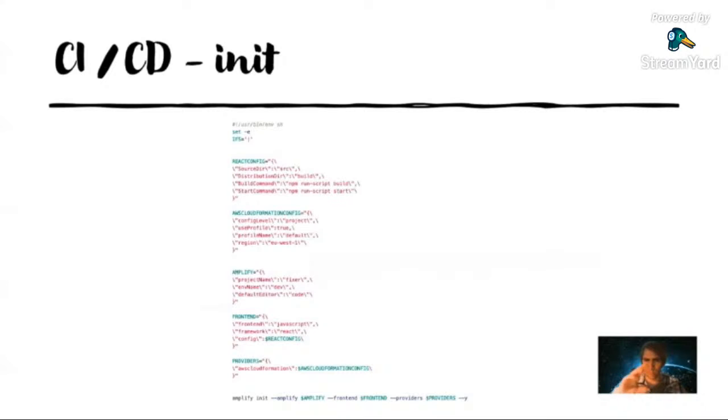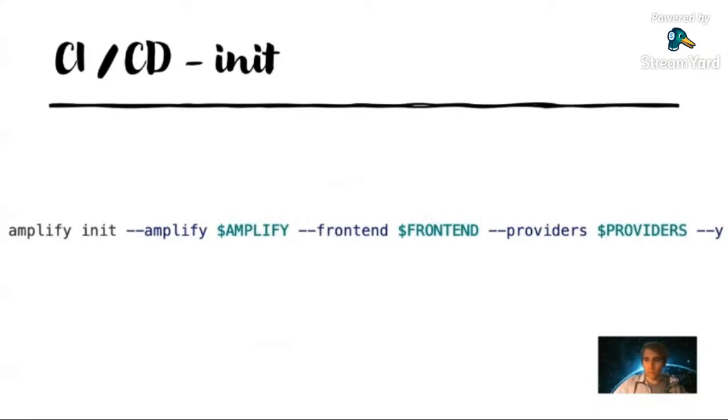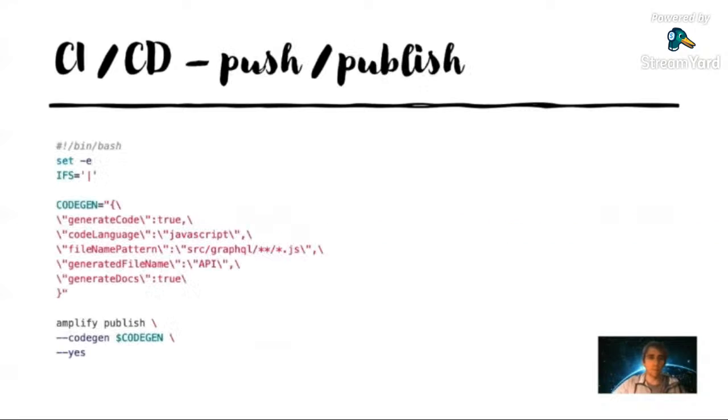Now, we're looking into the init script here. So I told you we're running an init of the environment. It's not important to get into the details here. There's one important line here, and that is where we say, okay, we want to initialize our Amplify environment with the right configuration. And that configuration is what you see in the background. After we have configured and initialized that environment in our CI/CD pipeline, we can now push or publish the changes to the cloud.